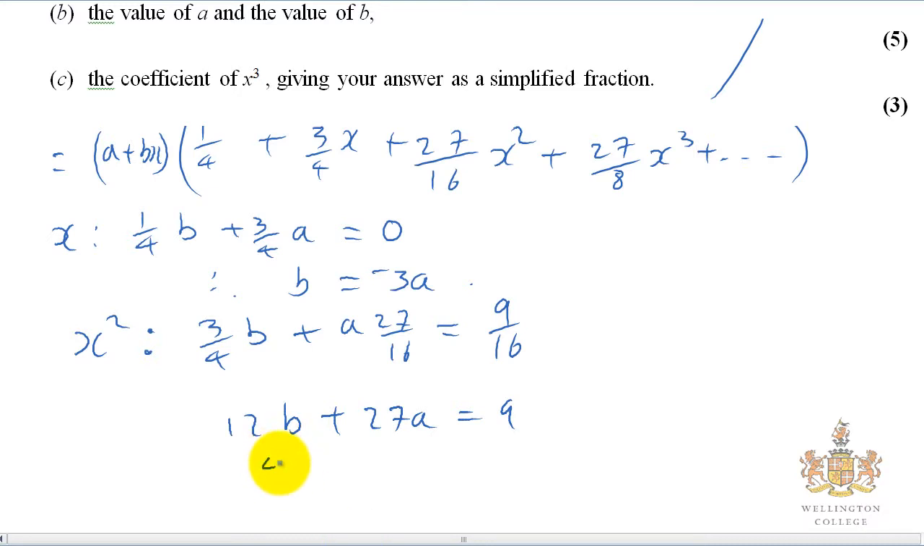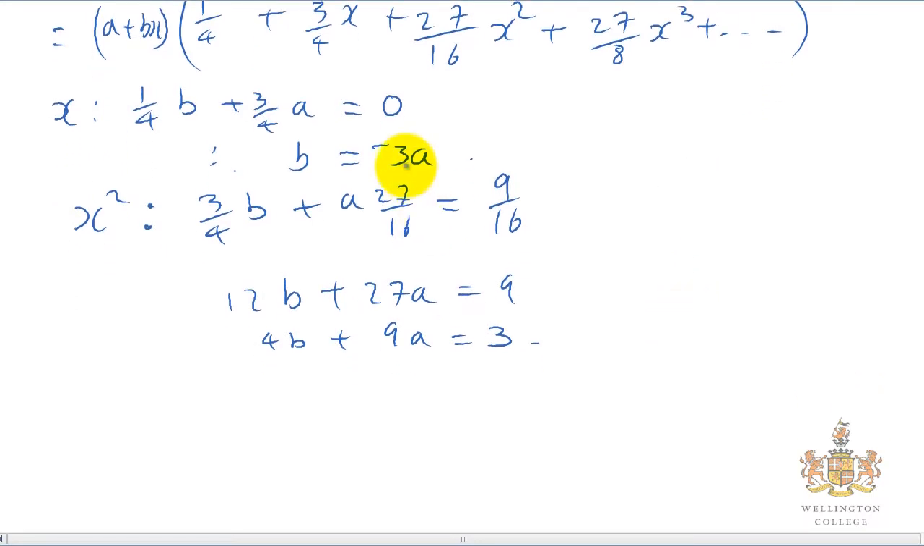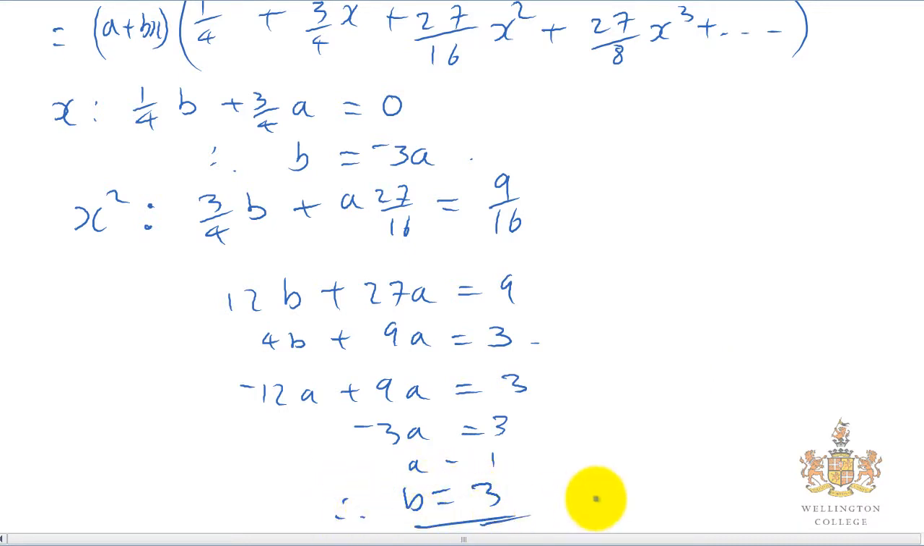And we've got a common factor of 3, so let's cancel down by that to make things a little bit easier. 3 into 27 goes 9, and 9 equals 3. And we know that b is equal to minus 3a. We can solve this to find a and b. So b is minus 3a, so therefore this is going to be minus 12a plus 9a equals 3. So minus 3a equals 3, so a equals minus 1. And therefore b will equal 3.